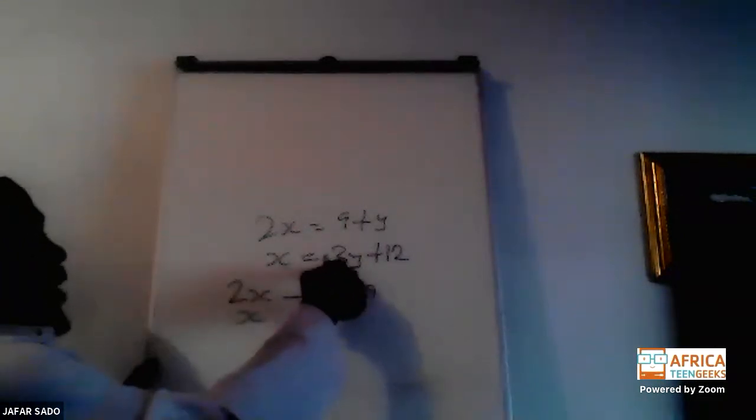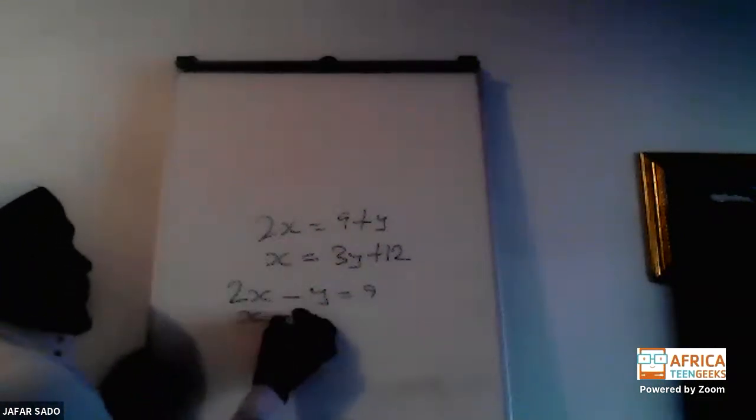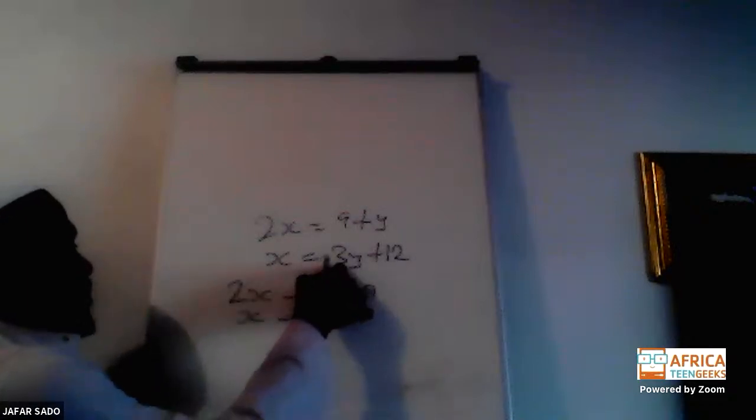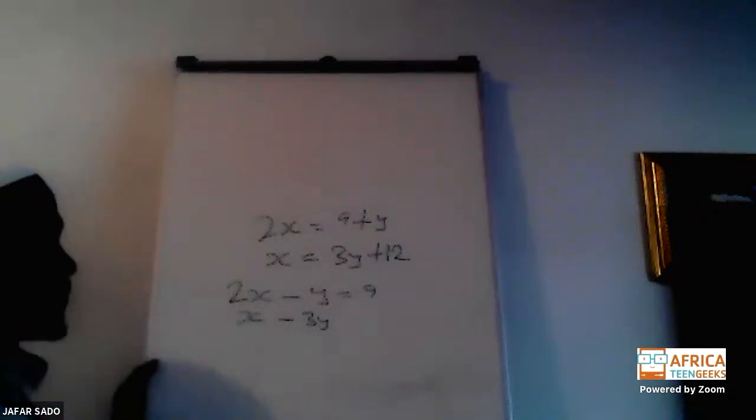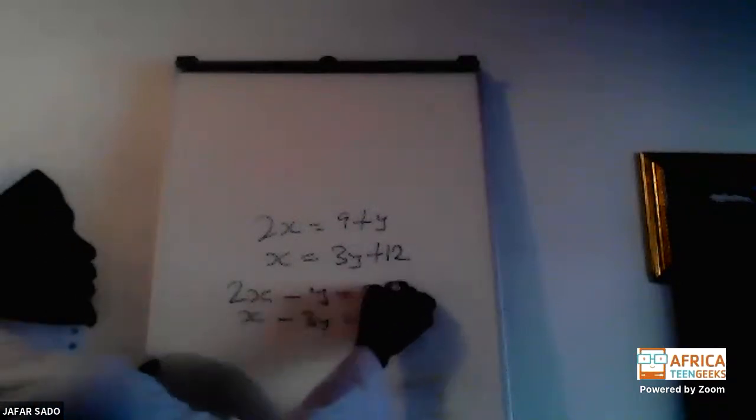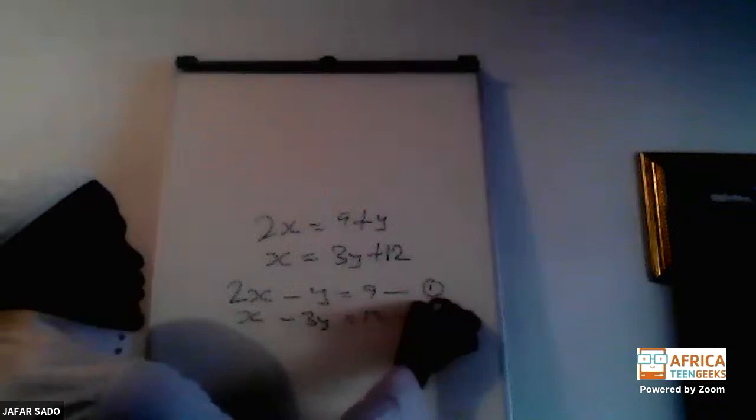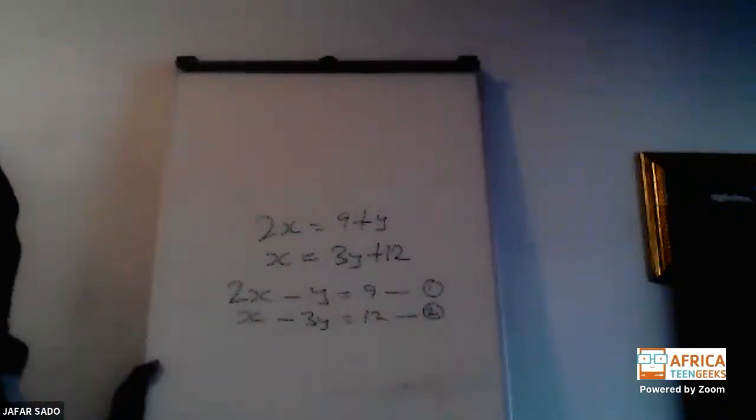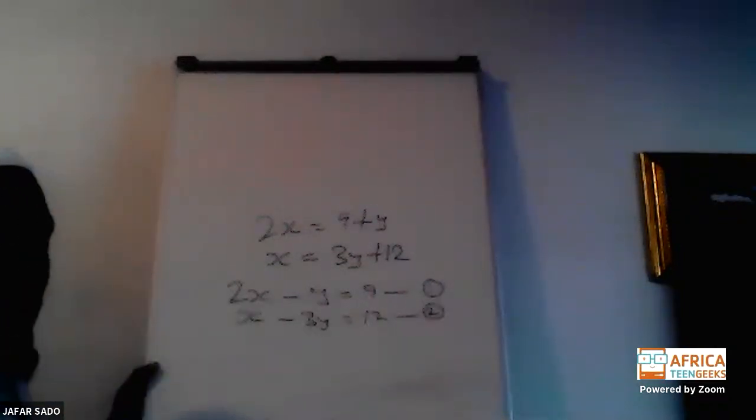And then our 3y, we bring it over. Negative what? 3y. Why? Because it's positive here. When it comes there, it becomes negative. All right? It's equal to what? 12. All right? So let's call this one equation 1. Let's call this equation 2.